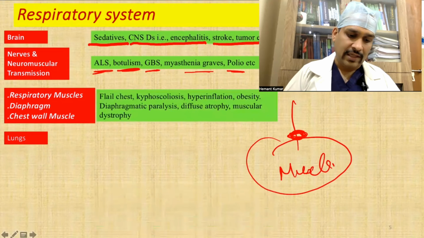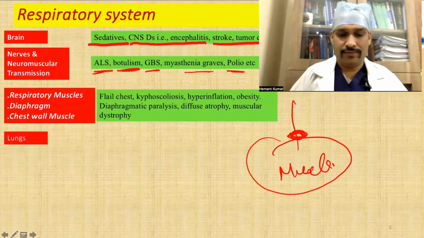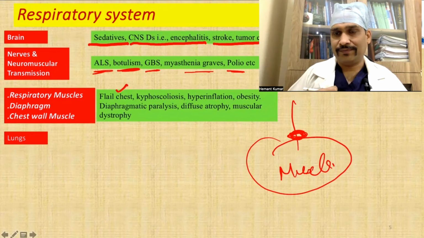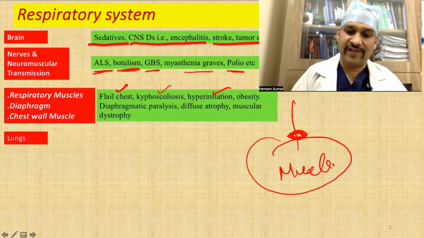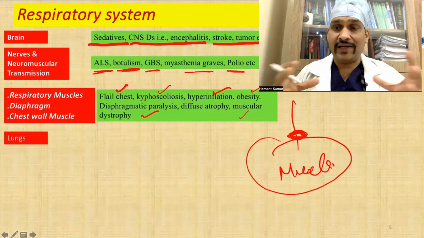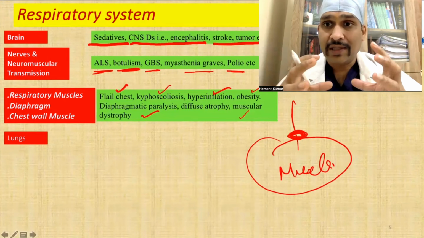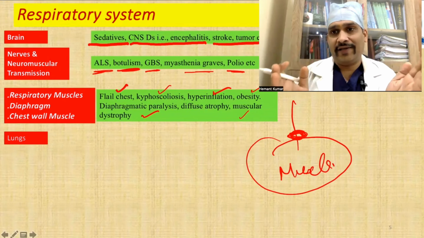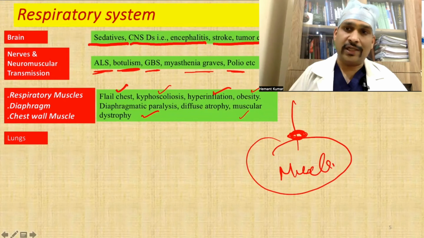Another cause is a problem in the respiratory muscles, the diaphragm, or the chest wall muscles, like flail chest or trauma to the chest wall, where the rib cage is not functioning well. Others are kyphoscoliosis, hyperinflation, obesity, diaphragmatic paralysis, and muscular dystrophy. This means there is a problem in the muscle, so the muscle is not taking part in ventilation. The muscle is not contracting the chest wall, so the lung is not inflating or deflating because of the muscles. That causes ventilation failure.